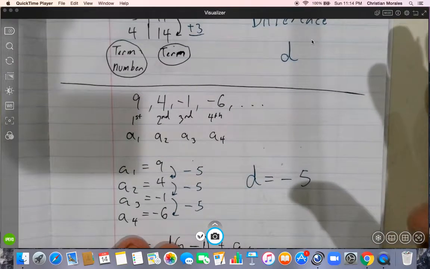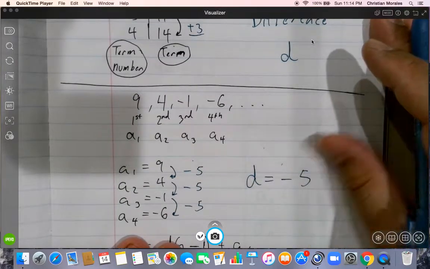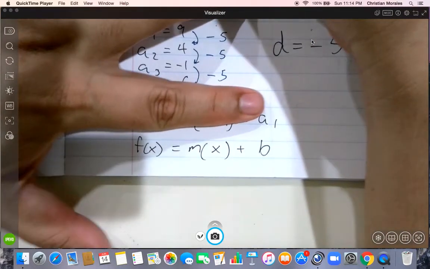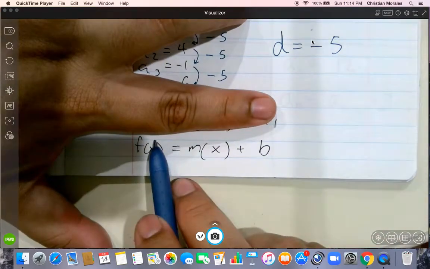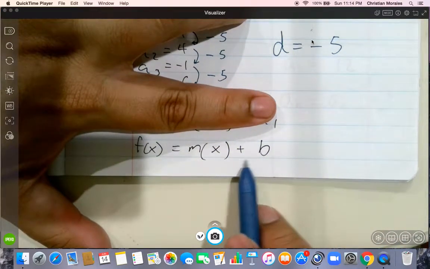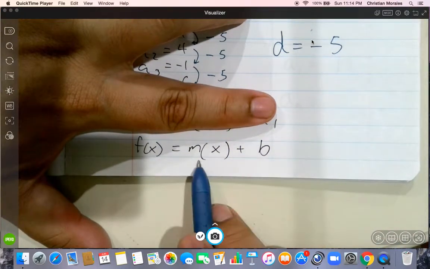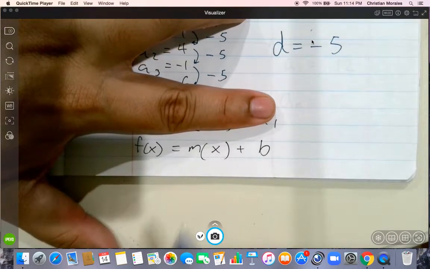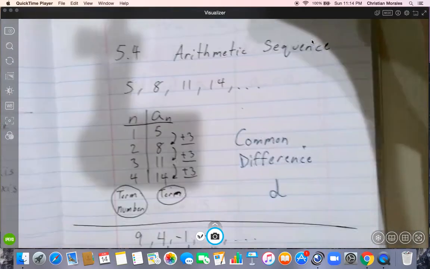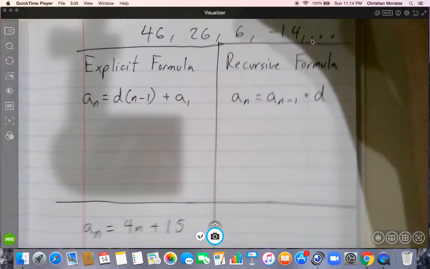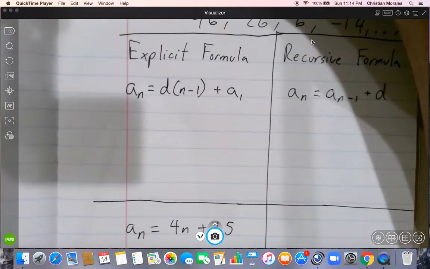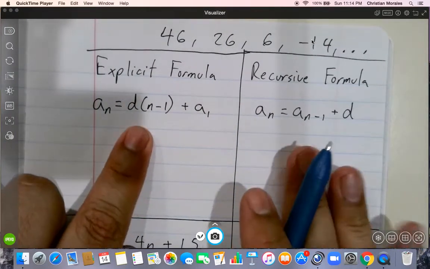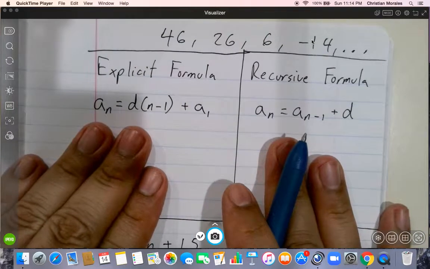Now, what if they want you to write a formula? If they want you to write a formula, I want you to remember this, mx plus b, because it's very similar to what we're going to be doing. mx plus b is the linear equation that we used in the past. Now we're going to use something a little different, okay? We're going to use something called the explicit formula or the recursive formula. So these two formulas I need you to write down. Whenever you're doing arithmetic, these are the two formulas they're going to be using, okay?